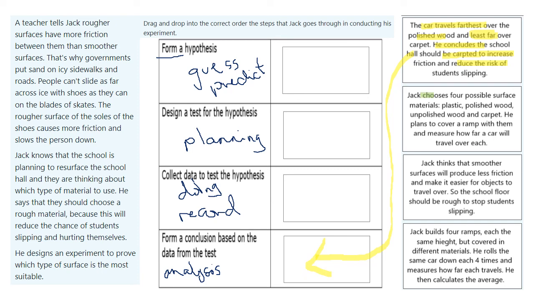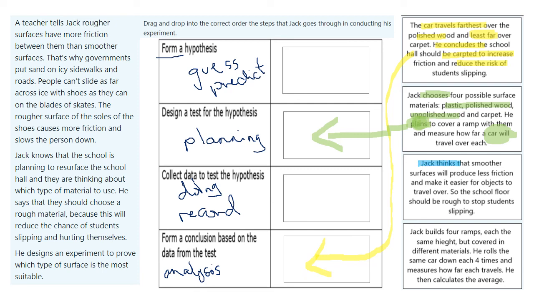Jack chooses 4 possible surface materials: plastic, polished wood, unpolished wood, which is what we have in the dormitory, and carpet. Polished wood is where you use a liquid to make it shine. He's planning, he's not done yet, he's still planning to cover a ramp with them and measure how far the car will travel. Will travel, future tense. He's thinking what will happen. He's not done this yet. So this is the design.